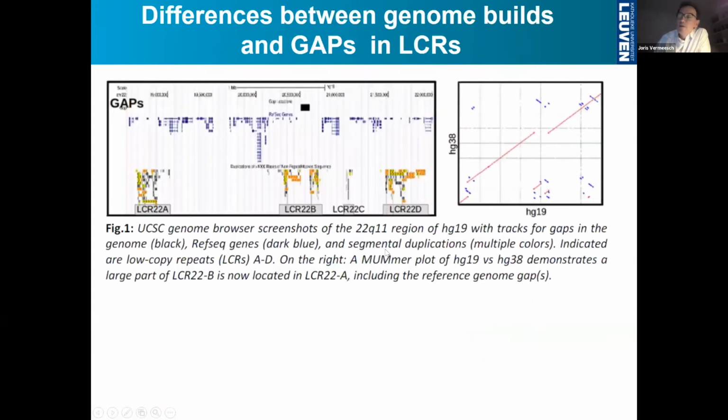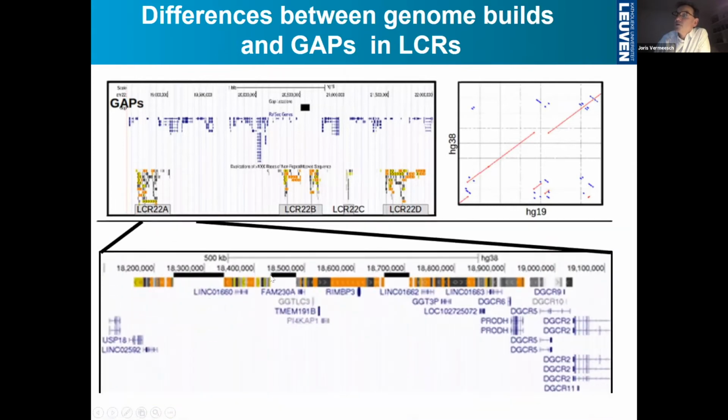But if we look at the human reference sequence, there are still gaps in the human genome. If you just look at the LCRs A, B, C, and D, we compared just the 2 latest reference genomes, the previous version 37 or HG19 and HG38, and there were some bigger major rearrangements here. And if you look closer, just at LCR A, you see that there are 4 gaps.